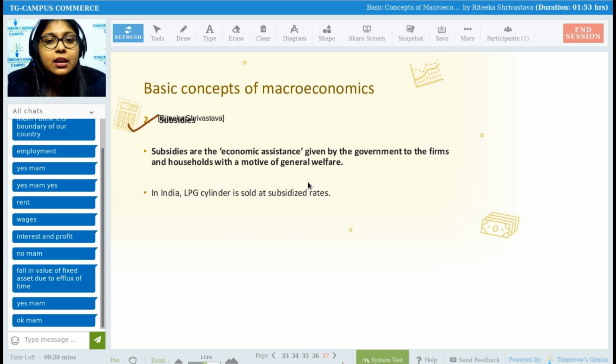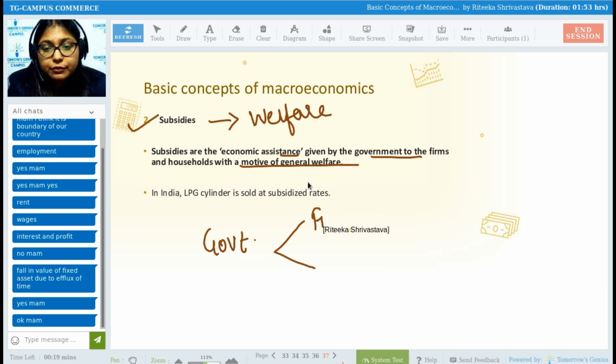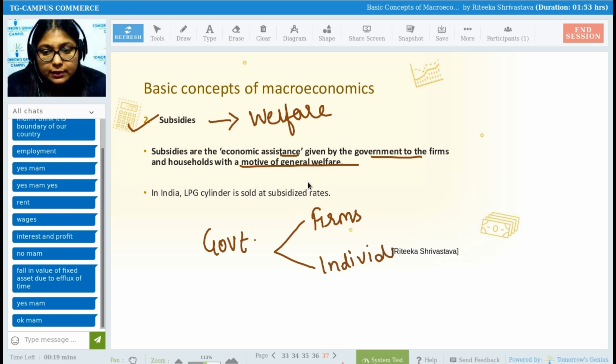And second is subsidies. Subsidies are the economic assistance given by the government to the firms and households with the motive of general welfare. So the motive of providing subsidies is welfare and not profit. Subsidies are provided by the government. Subsidies can be provided to the firms. They can also be provided to individuals. It's up to the government. If it wants, it can provide subsidies to the firms, or if it wants, it can provide subsidies to the individuals.